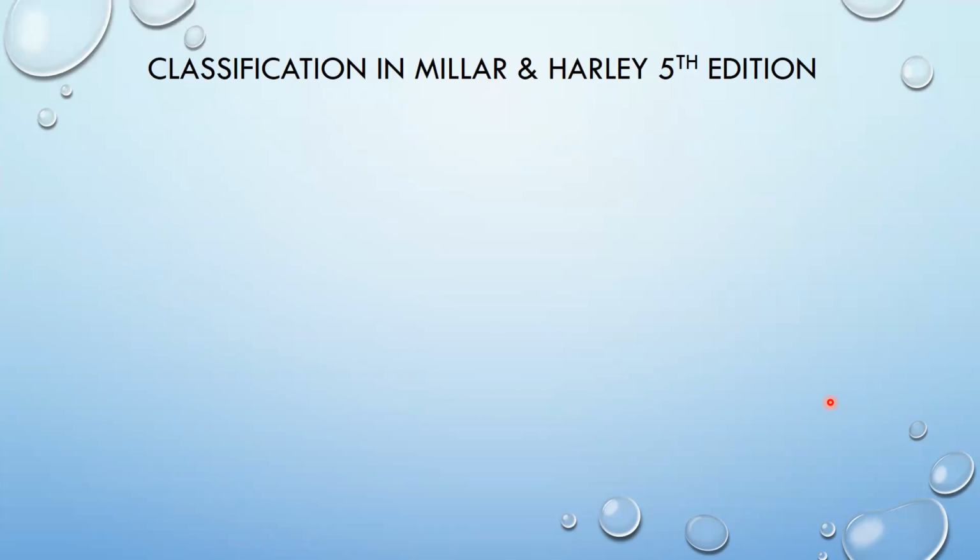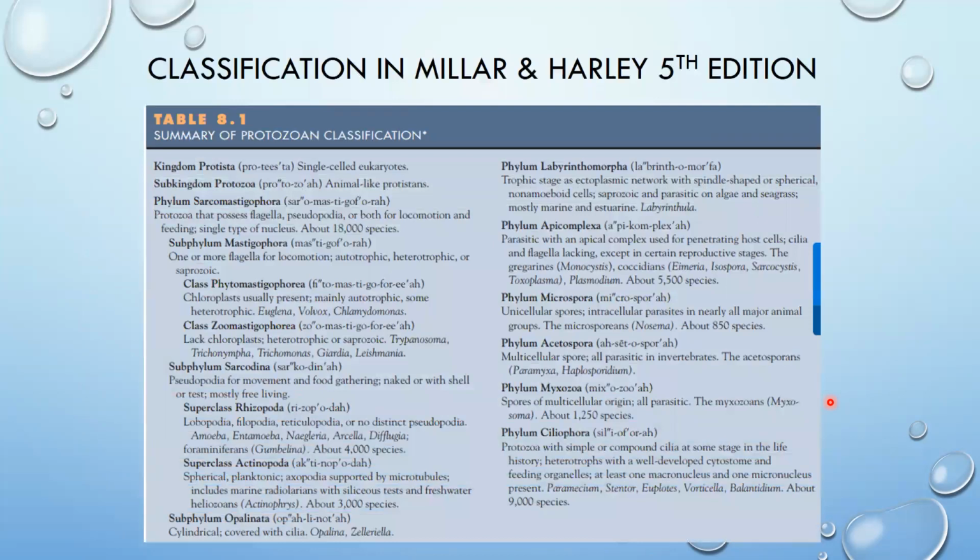So we have classification according to the Miller and Harley 5th edition, according to which you can see here these are the phylum Sarcomastigophora. This phylum Sarcomastigophora is divided into the 2 subphylums, subphylum Mastigophora and the subphylum Sarcodina. The Mastigophora includes Phyto and Zoomastigophora, and the Sarcodina includes the superclass Rhizopoda and the superclass Actinopoda.